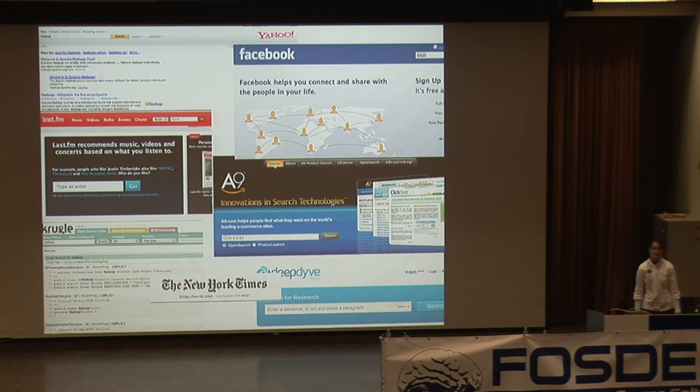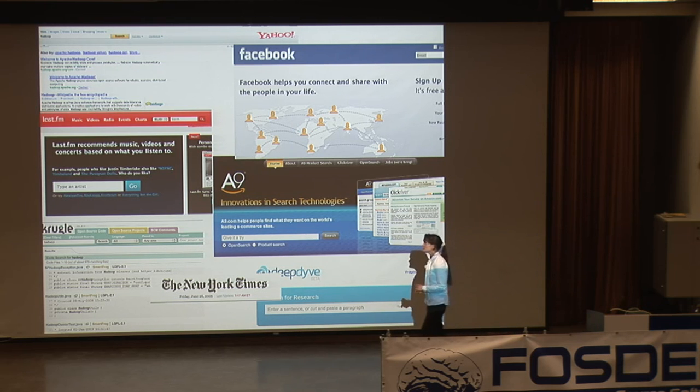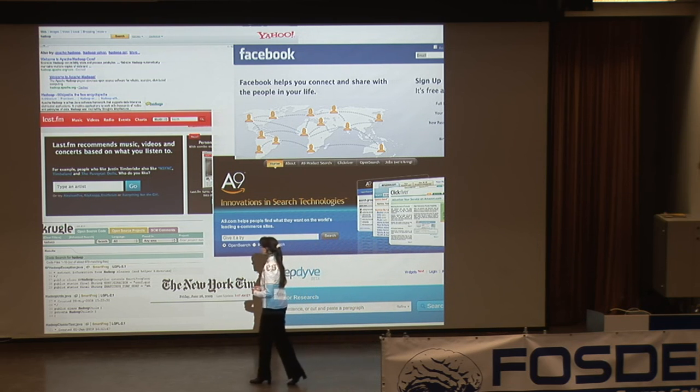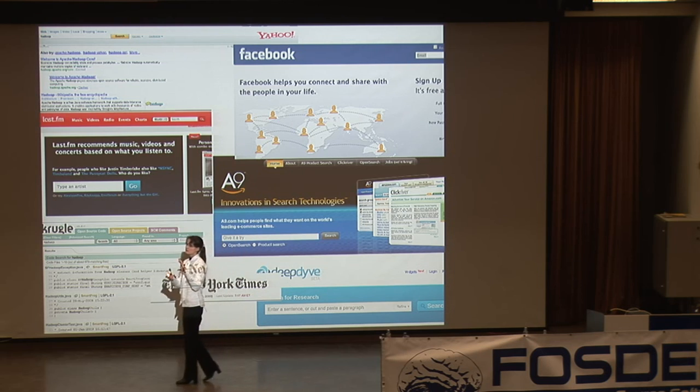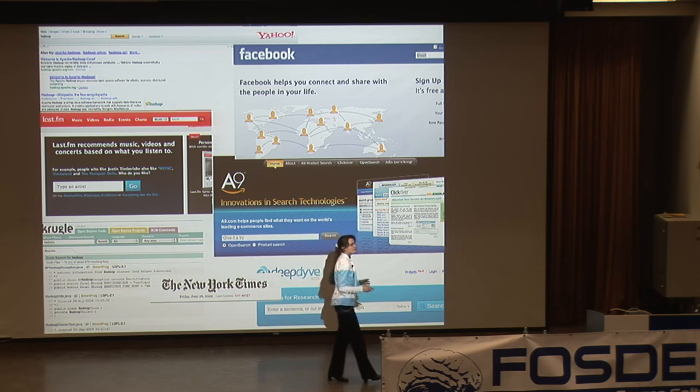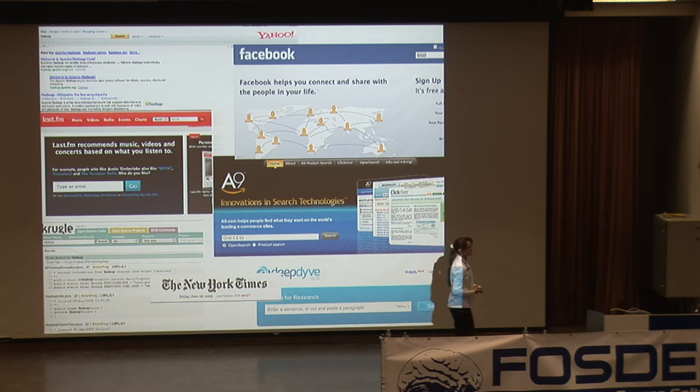So who's using Hadoop? We may hear a little bit about it in the next talk by Facebook. Hadoop is used by Yahoo for lots of analysis. It's used by Last.fm for coming up with recommendations. It's used by the New York Times for scaling images and converting images. It's used by search engines like DeepDive for text analysis, and it's used by several search engines that are based on Nutch or on Katta.